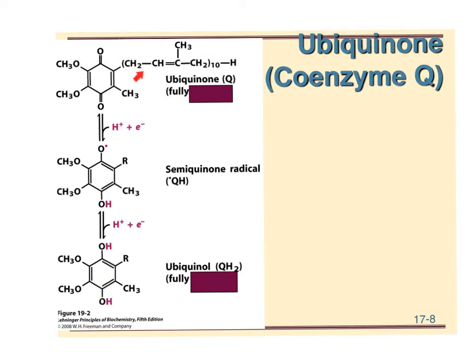Because of that, it can actually take up to 2 electrons and 2 protons, and it has a free radical intermediate that is relatively stable. If you think back to organic chemistry, you may remember that these radicals, because of resonance, are more stable than what you'd expect. Since it's halfway between ubiquinone and ubiquinol, it's called semiquinone. They also abbreviate these as Q, QH2, and then the QH with the radical.